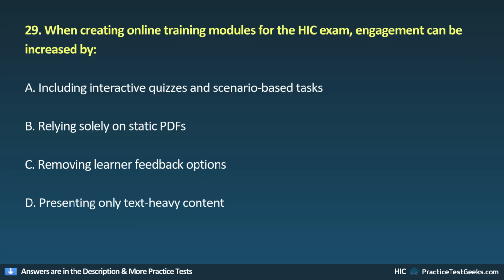29. When creating online training modules for the HIC exam, engagement can be increased by: A. Including interactive quizzes and scenario-based tasks. B. Relying solely on static PDFs. C. Removing learner feedback options. D. Presenting only text-heavy content.